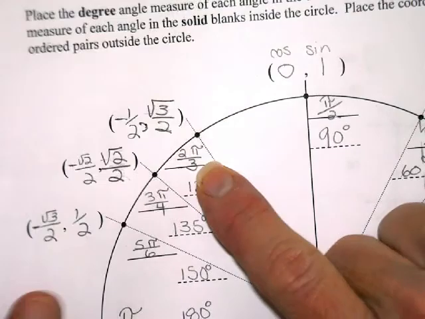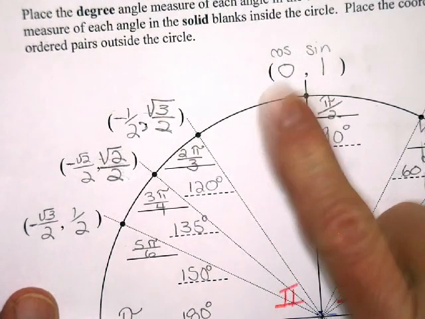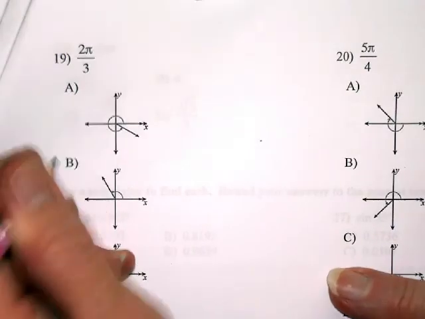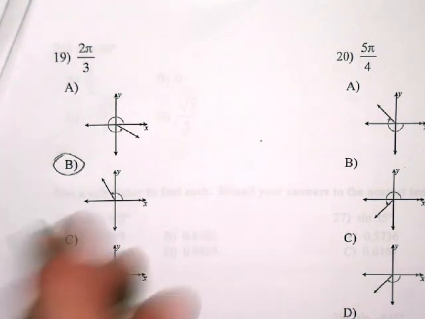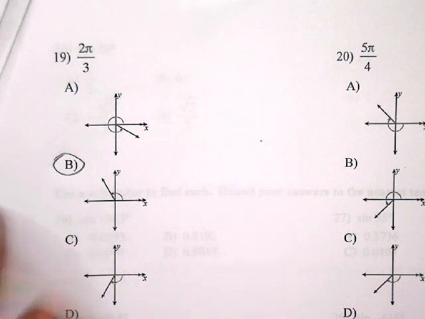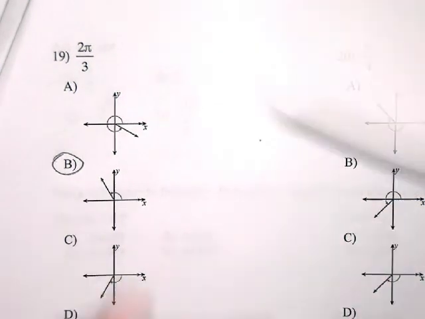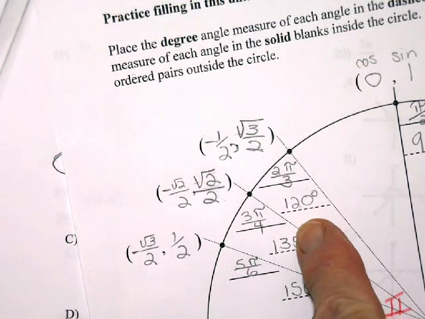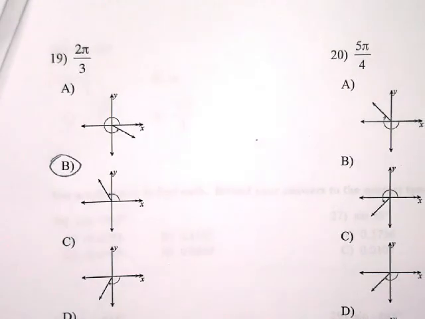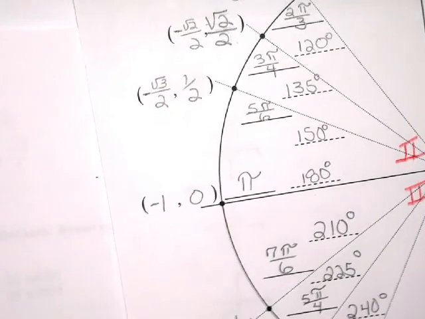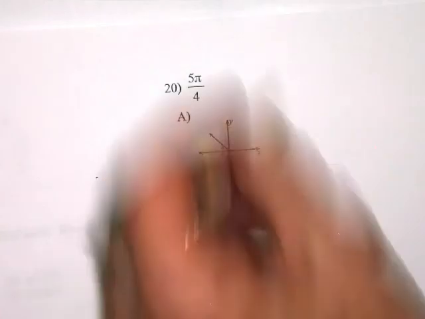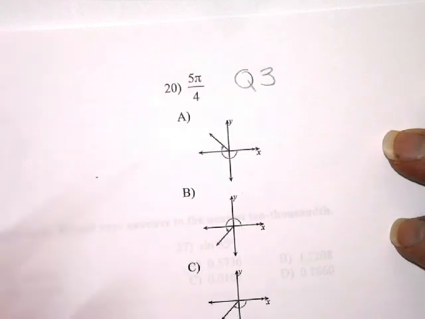Okay, 2 pi over 3 is on our unit circle. You can go ahead and change it to degrees if you want. 2 pi over 3 is up here, so it's closer to the y-axis. So let's see which one. It looks like B. And if you changed it to degrees, 120 degrees, that's on here too. It's less than 1 rotation, so it's no big deal.